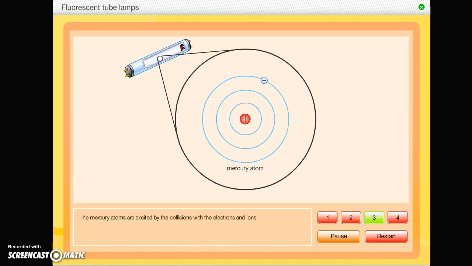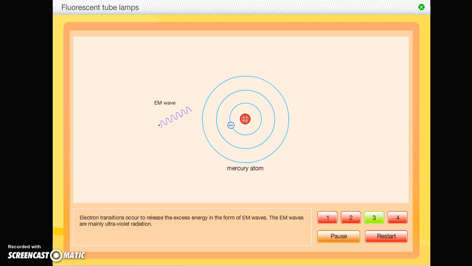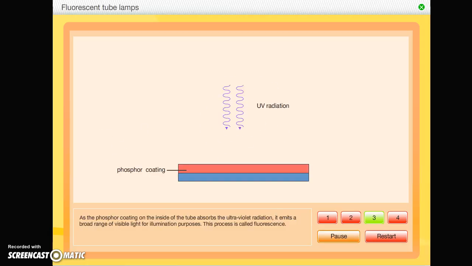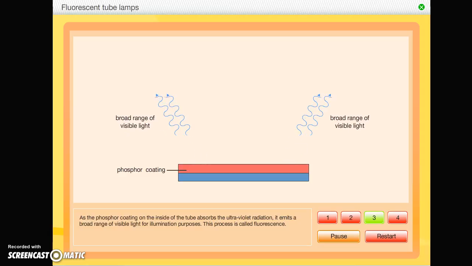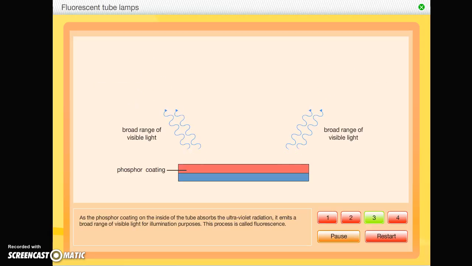The mercury atoms are then excited by the collision with the fast-moving electrons and ions. Electron transitions occur to release the excess energy in the form of EM waves. Unfortunately, the EM waves are mainly ultraviolet radiation. They are absorbed by the phosphor coating, and then it emits a broad range of visible light for illumination purposes. This process is called fluorescence.